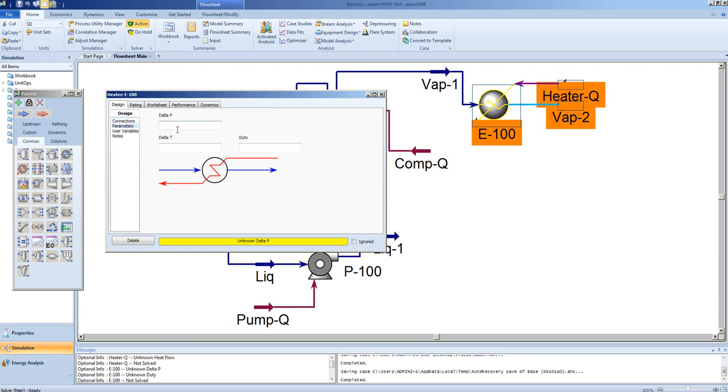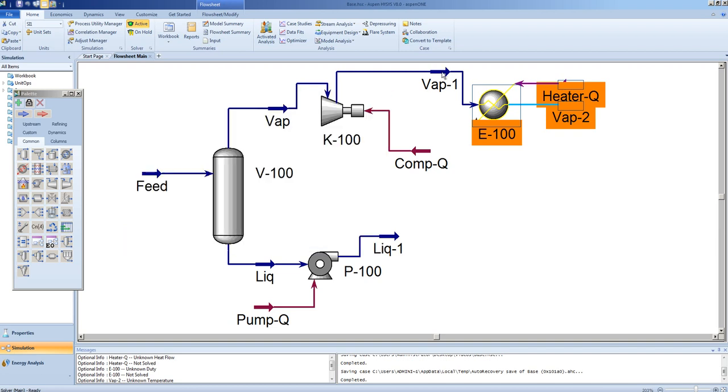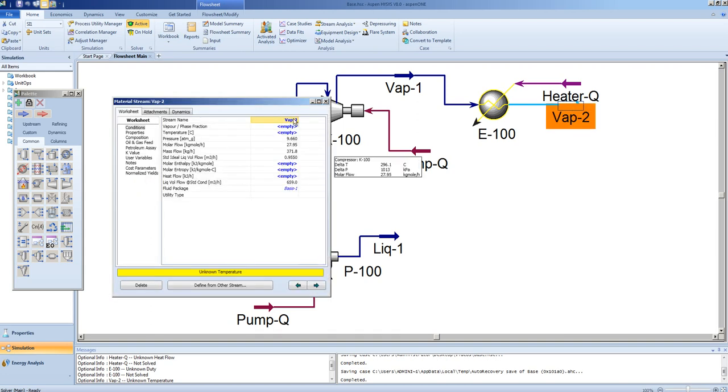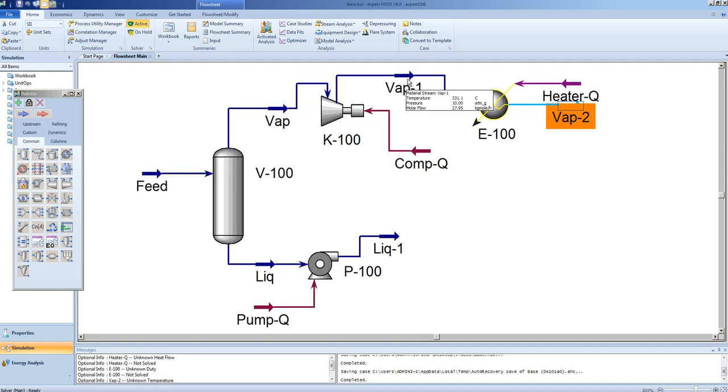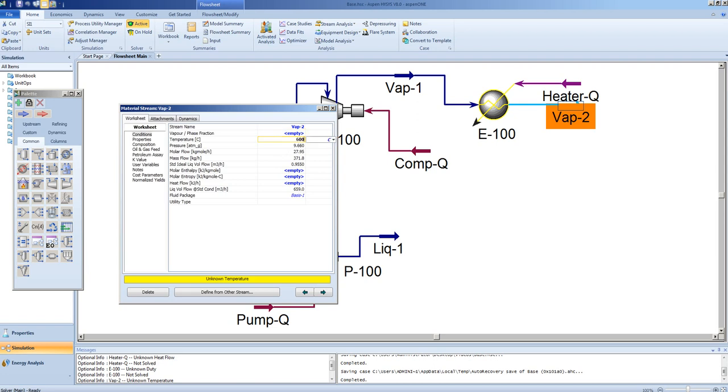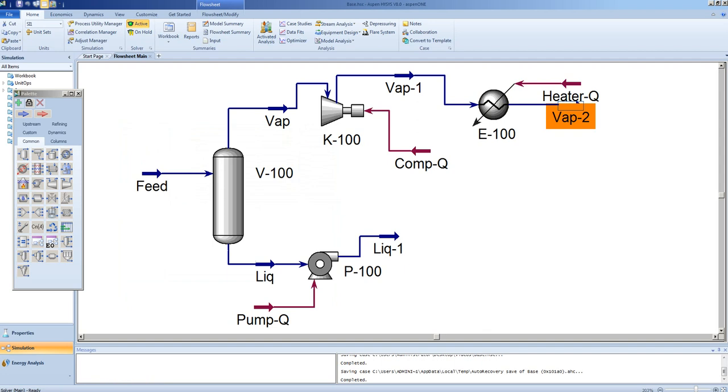Unknown delta P. In this case we should put a delta P of just 5 psi. And now the unknown duty. Well, in this case I want to specify the temperature that I'm exiting at. You would have seen a little more detail about configuring heaters and coolers in the earlier video. We're coming in at 331 actually, so let's get that up to about 600 degrees. So we've added some energy to the stream, and the energy required to do this is 94 kilowatts.